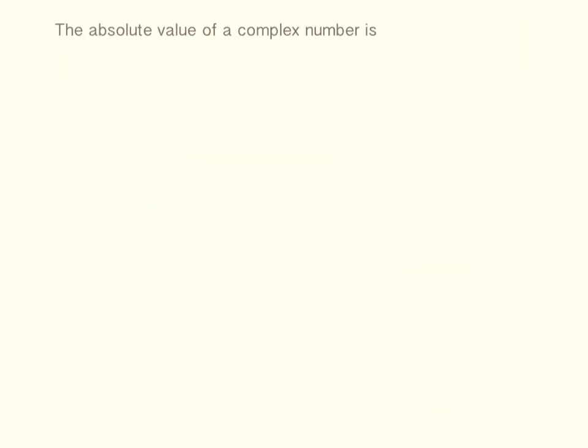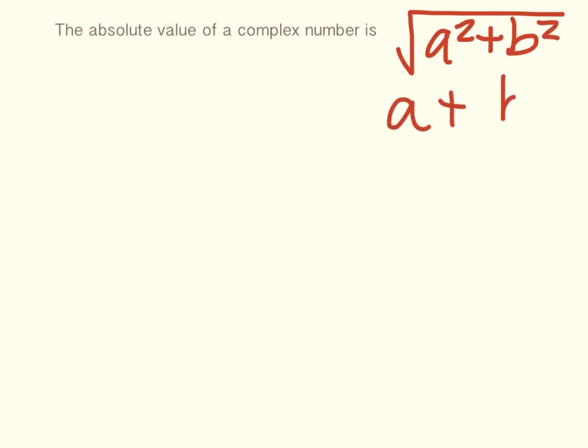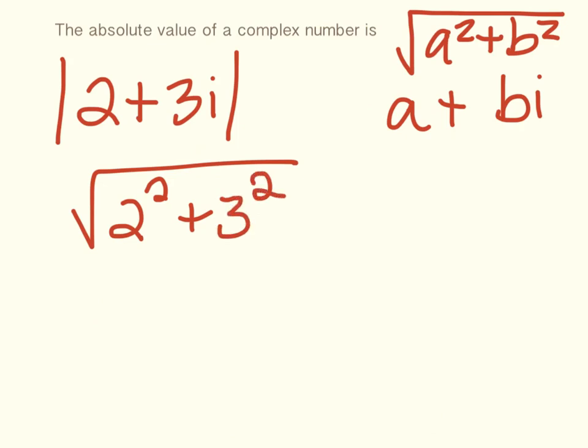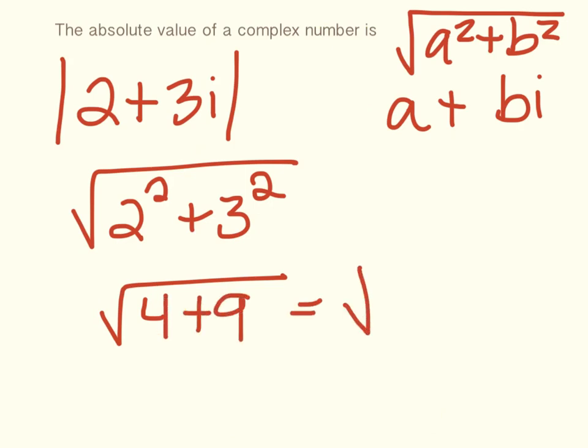So the way to find the absolute value of a complex number is to just take the square root of a squared plus b squared, where a is from a plus bi. So if I said the absolute value of 2 plus 3i, you would go square root of 2 squared plus 3 squared. You see how the i does not show up anywhere in that absolute value thing. It's gone. We're just finding a numeric value. We don't need the i. So we're doing the square root of 4 plus 9, which is the square root of 13. That's the absolute value of your complex number.